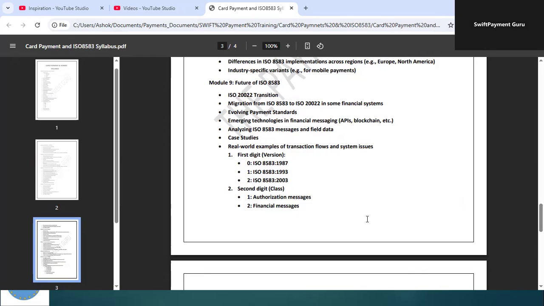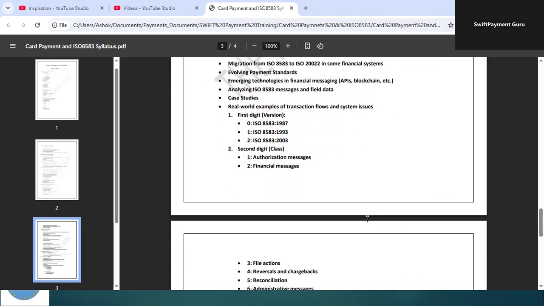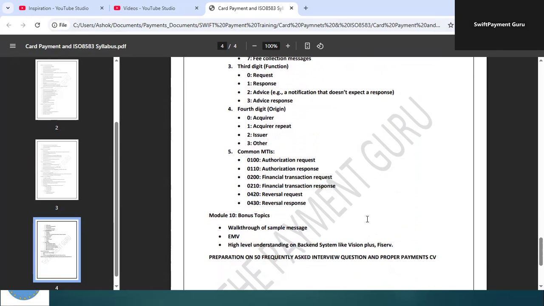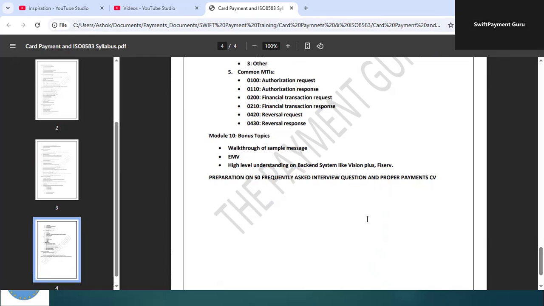We'll learn about analyzing ISO 8583 messages and field data. Case studies we'll do, real world examples of transaction flows and system issues for the first digit, second digit, third digit, and fourth digit versions, and common MTI messages also will be touched upon while we learn about these messages. And the bonus topics: we'll do a walkthrough of sample messages, EMV, and a high-level understanding of backend systems like Vision Plus and FIS as well.